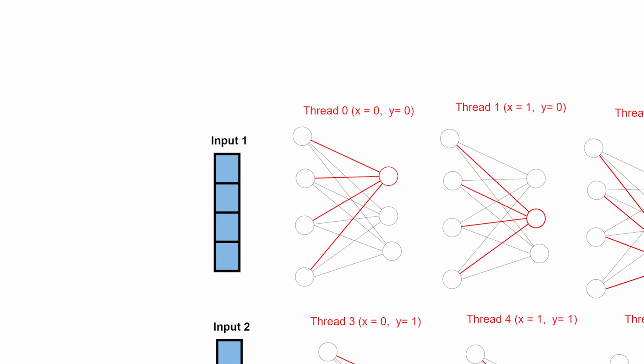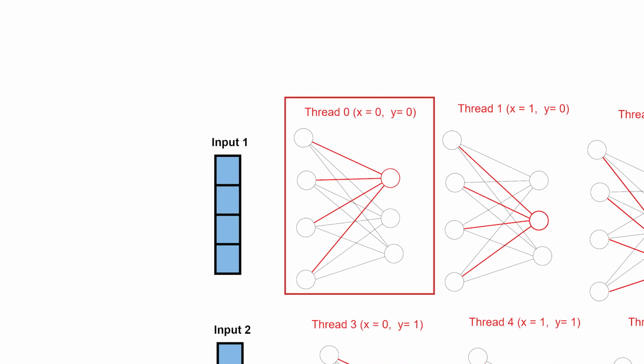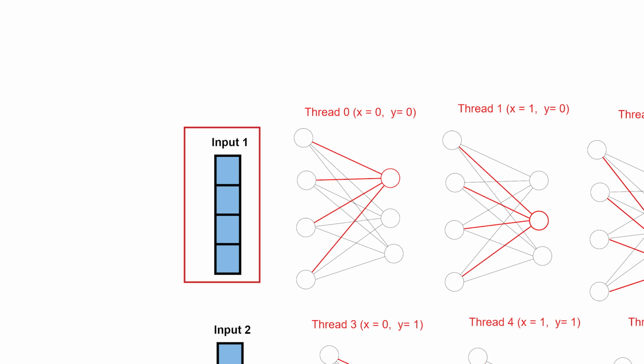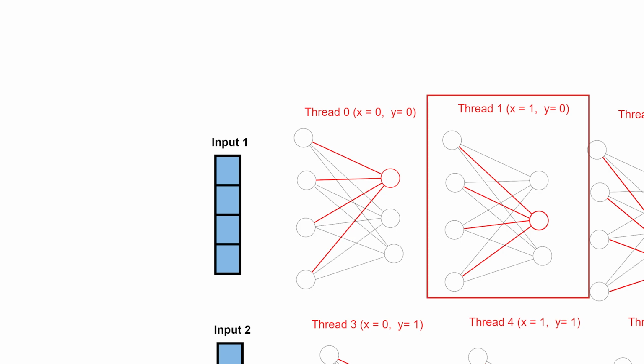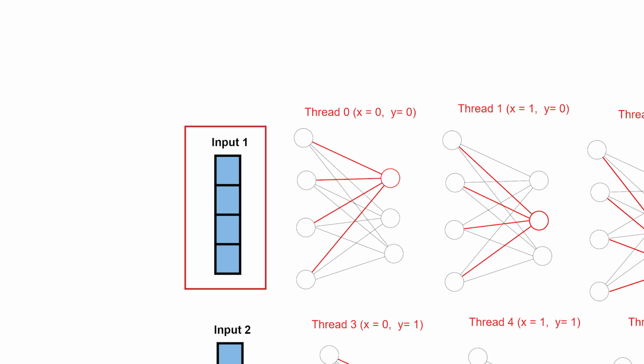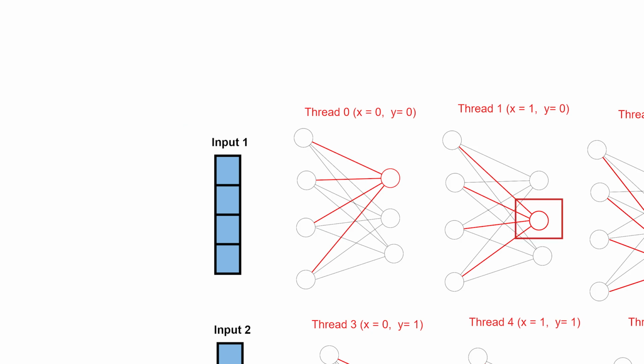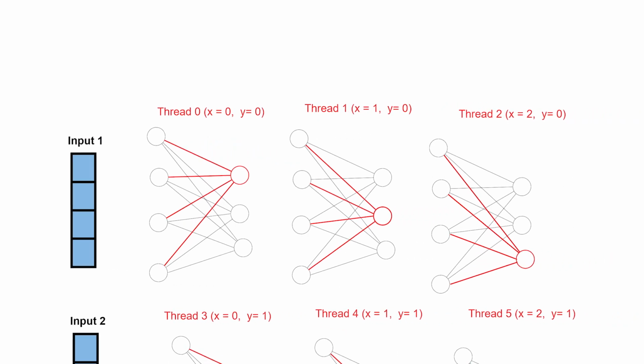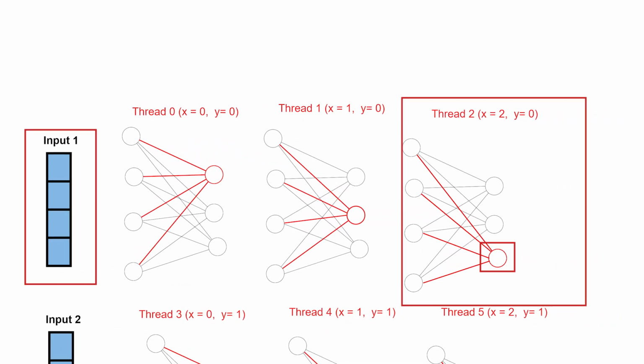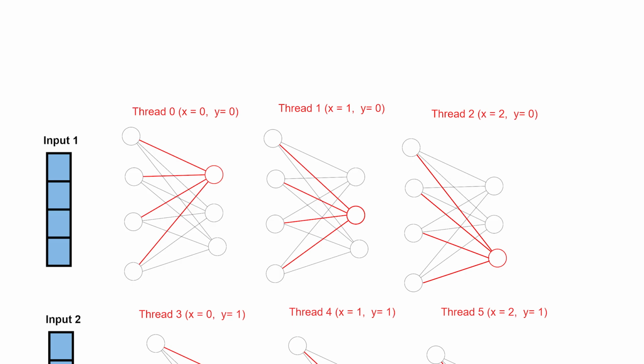Alright, so thread 0 with the x coordinate 0 and the y coordinate 0 will take the first input and compute the activations for the first output neuron. Thread 1 will also take the first input, but will take care of the next output neuron. And thread 2 takes care of the final output neuron.